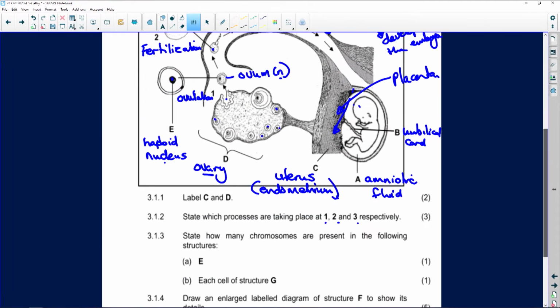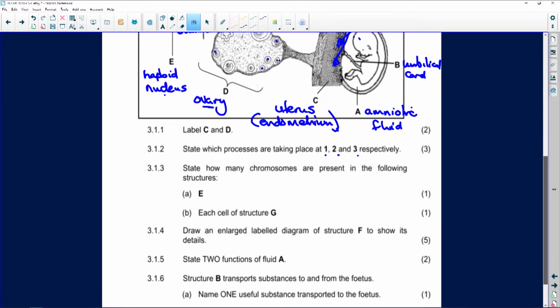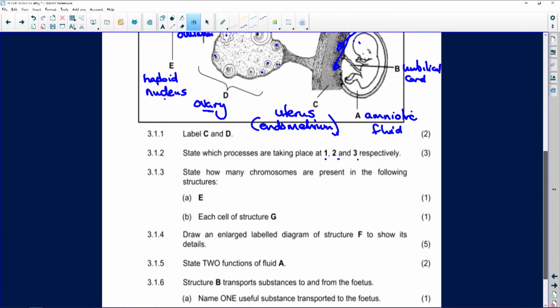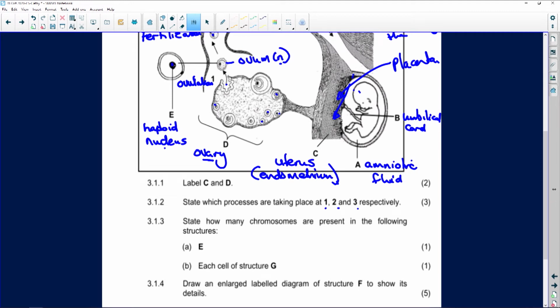Now see how many chromosomes are present in the following structures. For E, which is our haploid nucleus, how many chromosomes are going to be present in that structure? It'll be 23 chromosomes. Remember, and I'm going to put this here, it's not part of the answer, but it is one set of chromosomes.